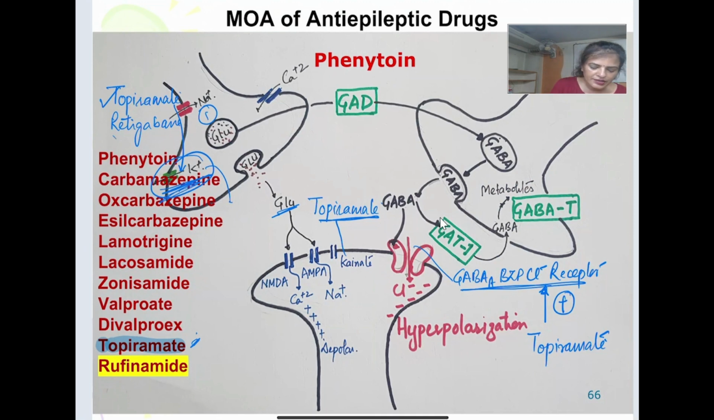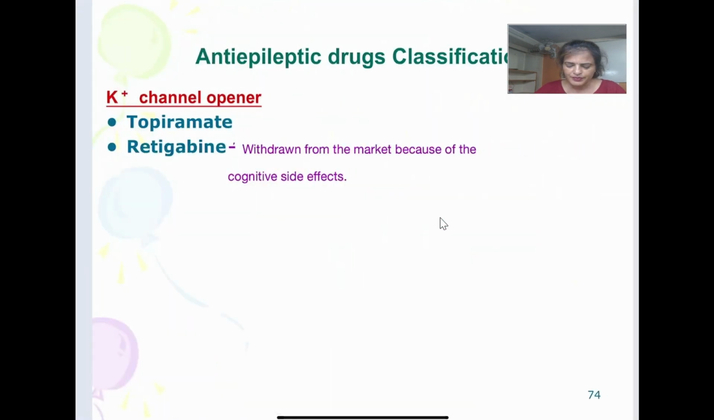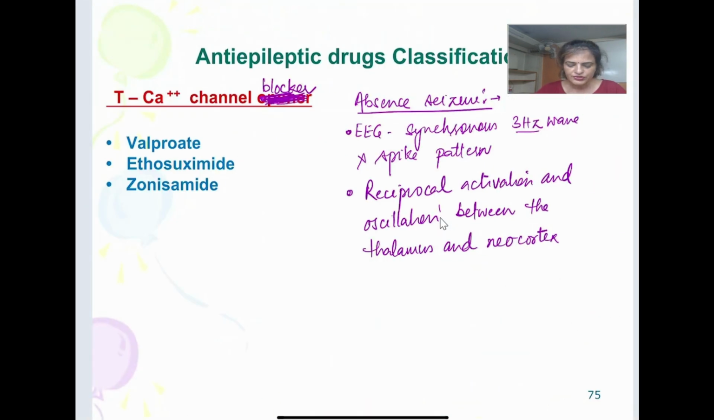So another drug in this category is retigabine. This is a newer drug. It is withdrawn from the market right now. Approved in 2011, and in 2017 it was withdrawn from the market because of its side effects. Earlier we reported only urinary retention, but later on because of various cognitive side effects, it is now withdrawn from the market.